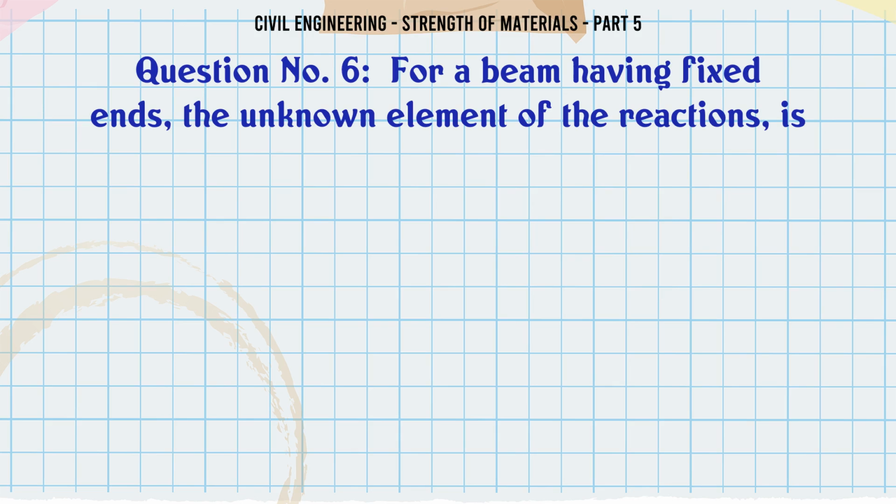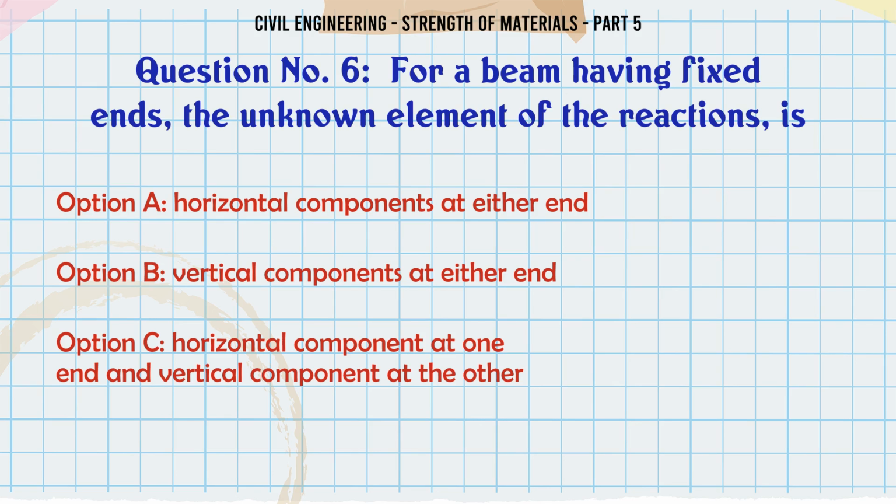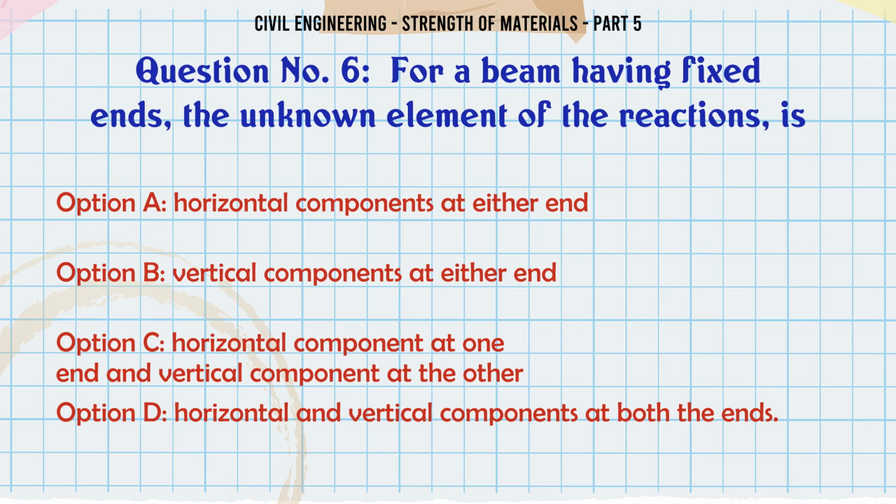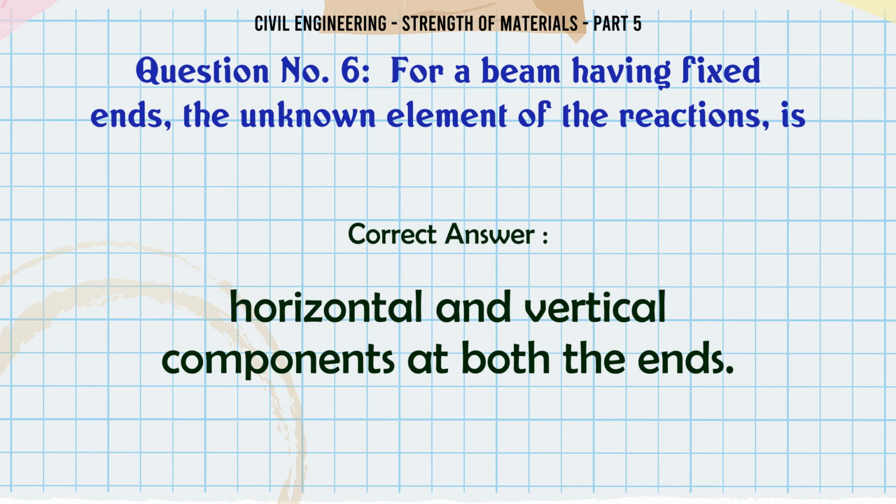For a beam having fixed ends, the unknown element of the reactions is: A. Horizontal components at either end, B. Vertical components at either end, C. Horizontal component at one end and vertical component at the other, D. Horizontal and vertical components at both the ends. The correct answer is horizontal and vertical components at both the ends.